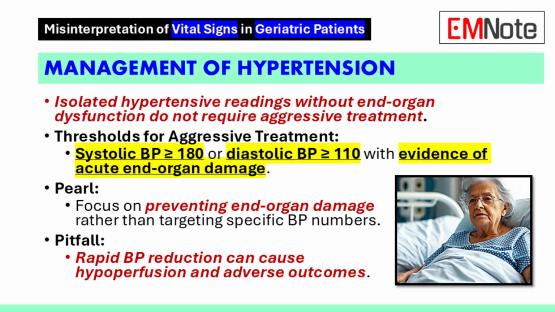Pearl. Focus on preventing end organ damage rather than solely targeting specific blood pressure numbers in acute hypertension without evidence of acute injury. Pitfall. Overly aggressive blood pressure management can be harmful. Gradual reduction and outpatient management are usually more appropriate for isolated hypertension.